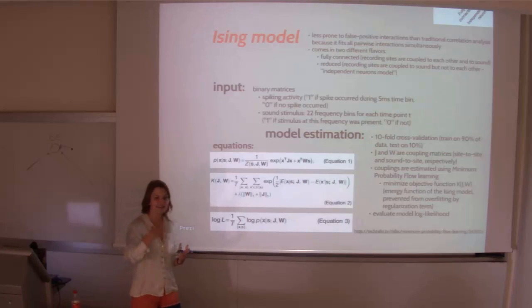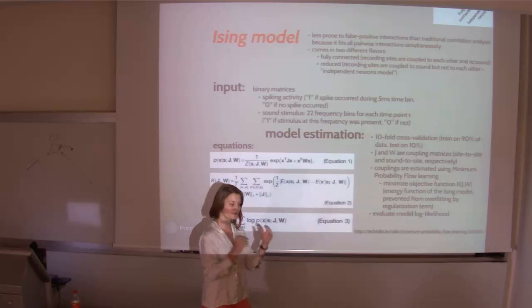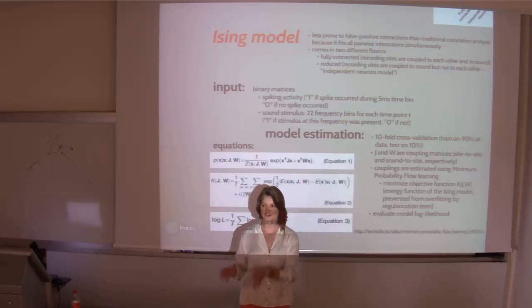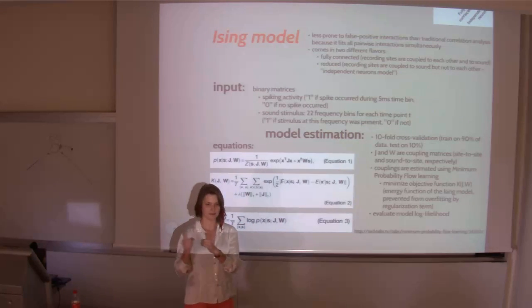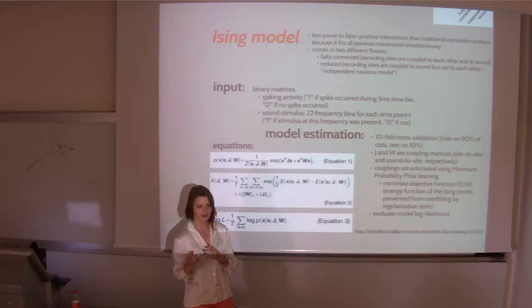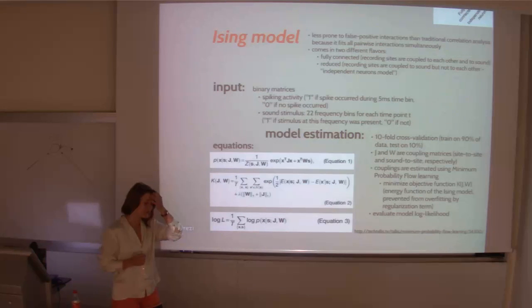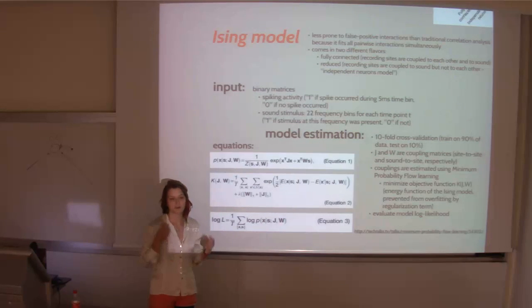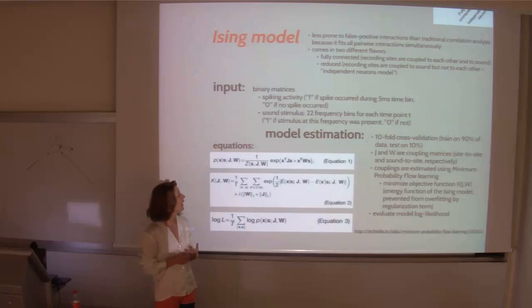So it takes as input binary matrices, so just zeros and ones, of the spiking activity and of the stimulus. So spiking activity is represented in 5 millisecond bins. If there was a spike in that time bin, then there's a 1. If there wasn't a spike in that time bin, then there's a 0. Then the stimulus is represented basically in the same way. So if there was stimulus, there's a 1. If there wasn't a stimulus, there's a 0. Except there's 22 different frequencies. So these are each represented separately.